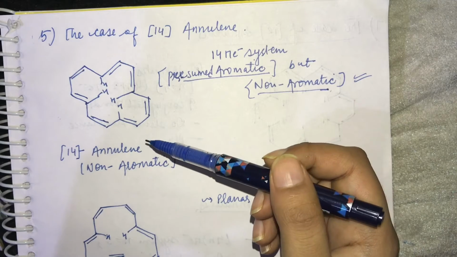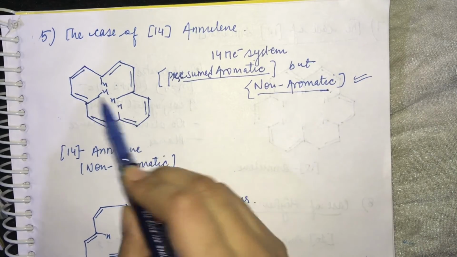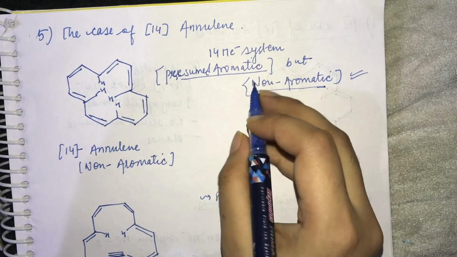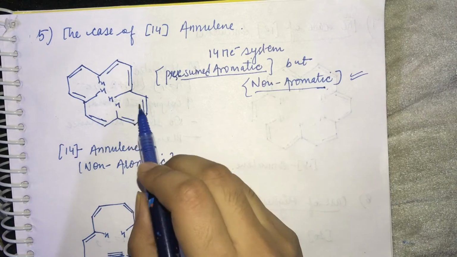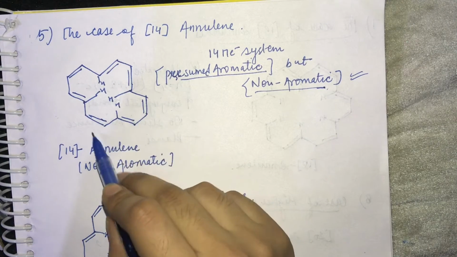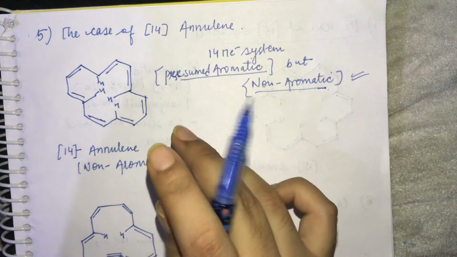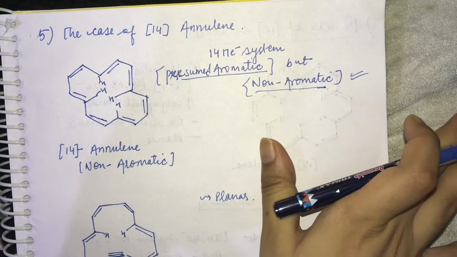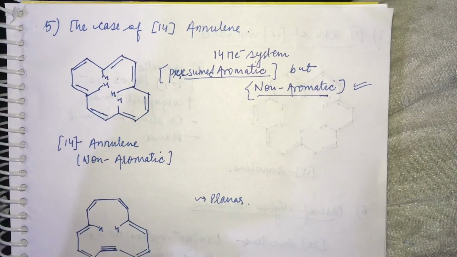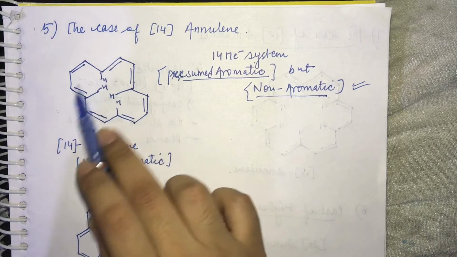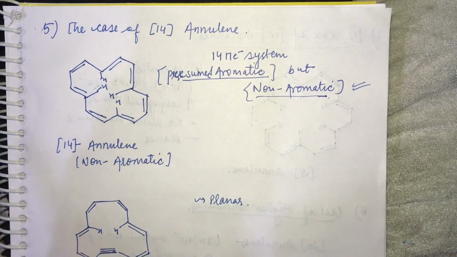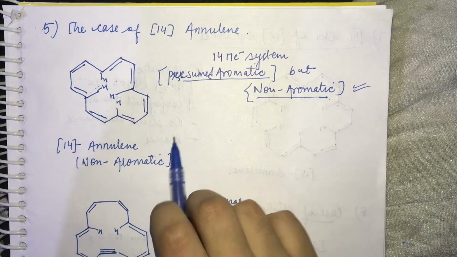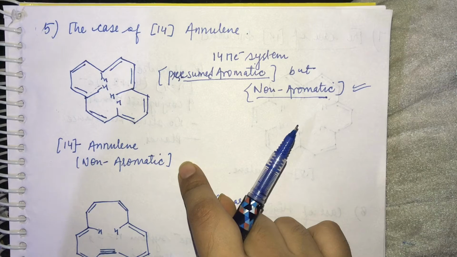However, this compound has 14 pi electrons, a 14 pi electron system, but it was not found to undergo substitutive nitration and sulfonation reactions. Okay, are you able to understand? This compound would not undergo substitutive nitration and sulfonation reactions, indicative of its non-aromatic behavior.